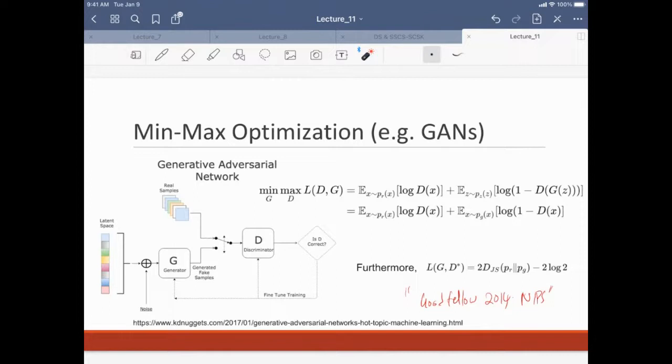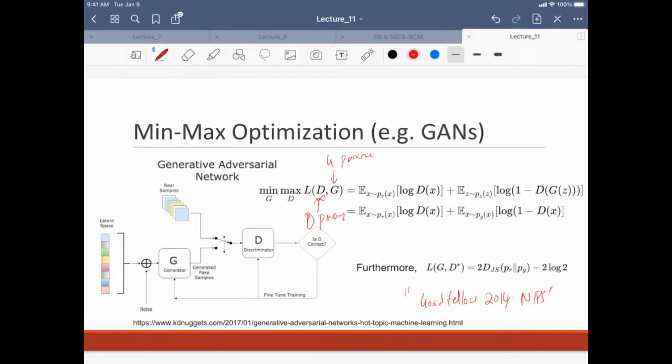The reason it's min-max is that your generator wants to minimize this loss function. Your generator wants to generate images which can fool the discriminator, and your discriminator wants to distinguish between them. So you minimize over your generator and maximize over your discriminator of this loss L(D, G). These are your D parameters, and your G here is your generator parameters. And this is an example of a loss function.